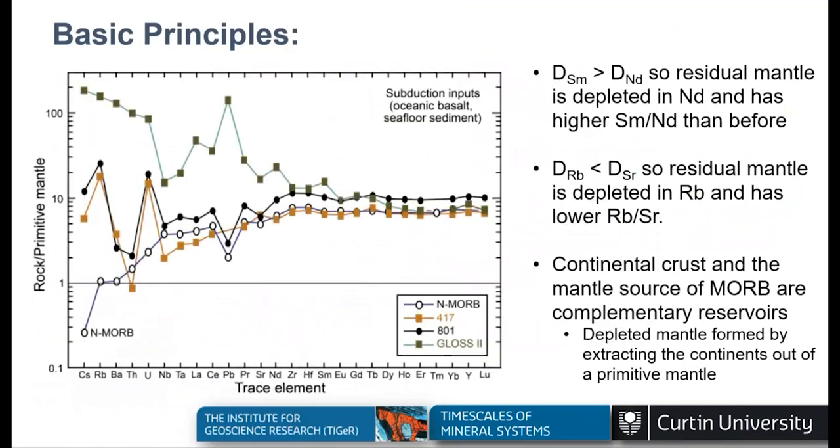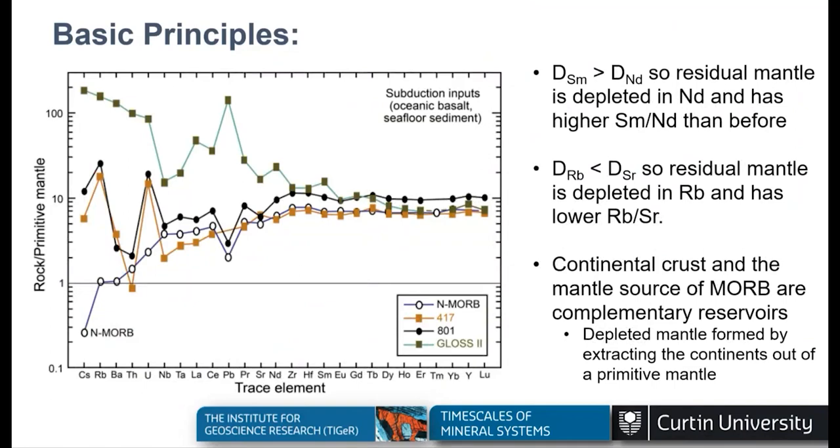And this is just a spider diagram. So it's a diagram where we list the trace elements essentially in order of their compatibility. So the most incompatible elements down here, things like rubidium, uranium, lead, and then the most compatible elements at the other end. And you can see the T-shin is one of the most compatible. And it's essentially a rock that's normalized to primitive mantle.